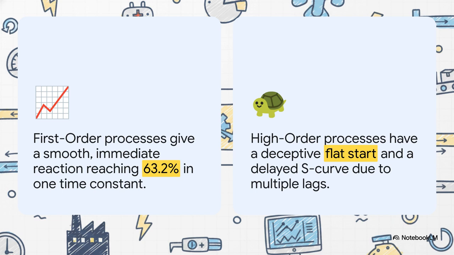But if you get a deceptive, flat start followed by a delayed, slow S-curve, you're dealing with a higher-order process. That flat start means you have multiple storage elements chained together. And listen, if you try to tune a higher-order system aggressively, it will oscillate like crazy. The controller thinks nothing is happening during that flat start, overcompensates, and then bam, the process wildly overshoots. You have to tune these guys conservatively.